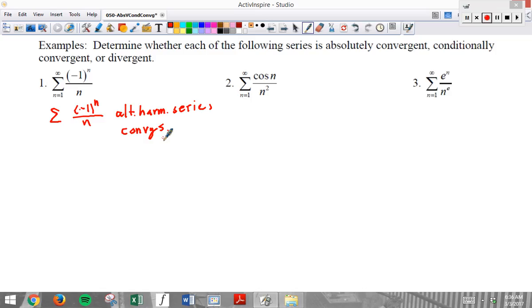How could you show it? Well, you could use the alternating series test. Is the limit of the absolute value going to 0? Are the terms decreasing? Yep. Okay, so this converges. So now I'm going to look at the absolute value, the series made by taking the absolute value of it.